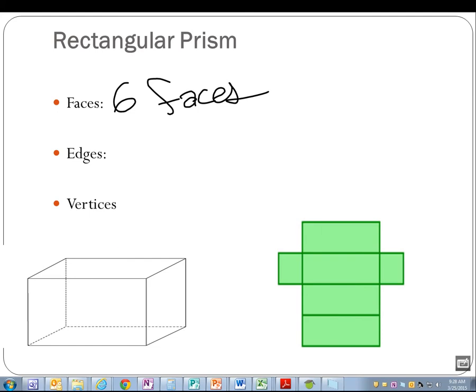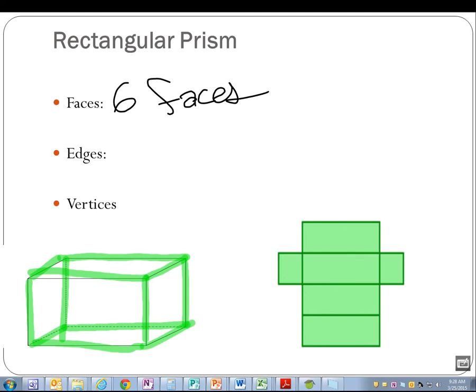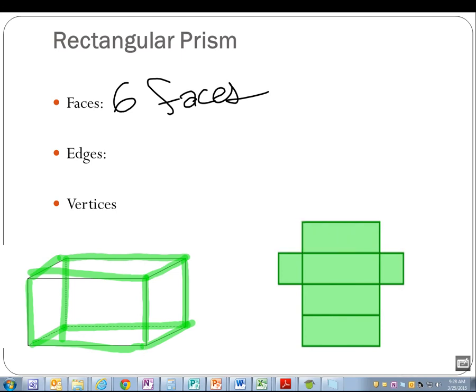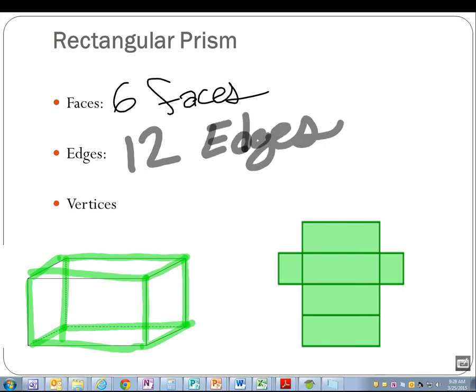So we have 1 edge, 2 edge, 3, 4, 5, 6, 7. Count with me. 8. Okay, so it might be multiplied by 2, so let's keep that in mind for later. So we have 6 faces and 12 edges. Okay, we have 12 edges.